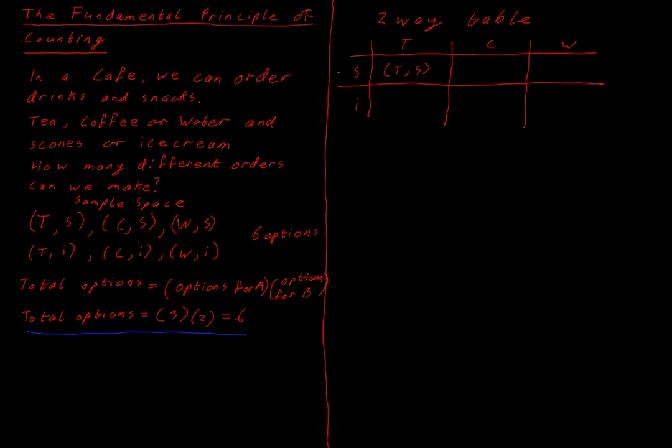So where these instructions intersect with each other, where they cross over each other. So this is the coffee group, this is the scone group. Where they cross each other is the coffee and scones group. This is the water group, this is the scones group. So this is the water and scones where they intersect each other. And here we have tea and ice cream. This is coffee and ice cream. This is water and ice cream.